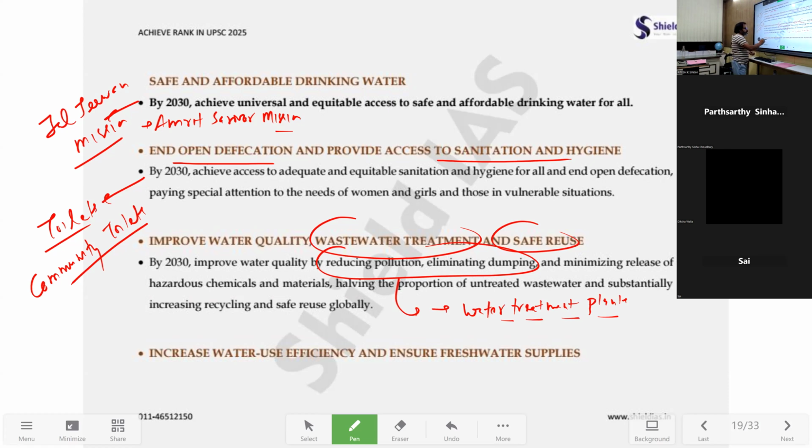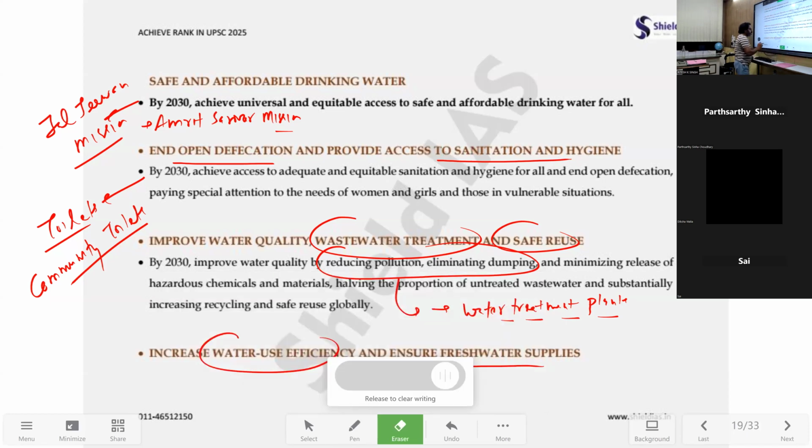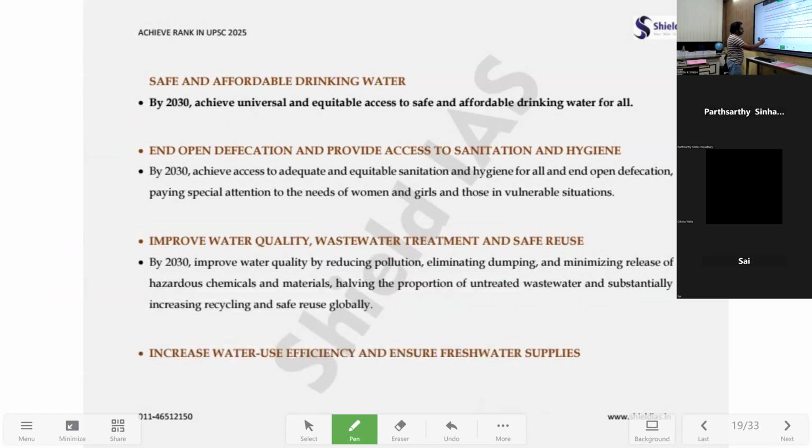So hence, increase water use efficiency and ensure freshwater supplies. For water use efficiency, we have discussed various things in the water management topic. If you remember, we discussed how to increase water use efficiency in the rural areas, in the urban areas and households, and in the industrial areas. So go back to your notes. We discussed that.